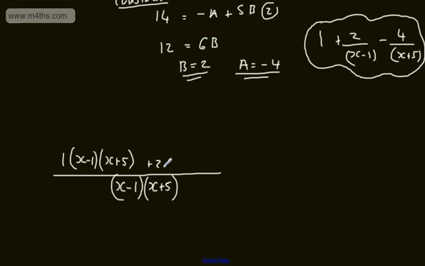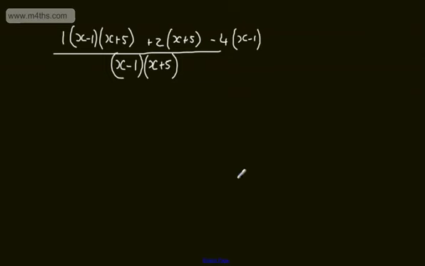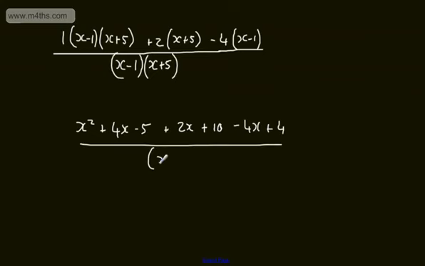Then I've got plus 2. I'm missing the x plus 5, so the x plus 5. And then I've got minus 4. I'm missing now the x minus 1. So if we go ahead and expand all this out, what we're going to have here is x squared. So we've got x squared, plus 4x, minus 5, plus now 2x, then plus 10, then minus 4x, and then plus 4, all over now x minus 1, x plus 5.